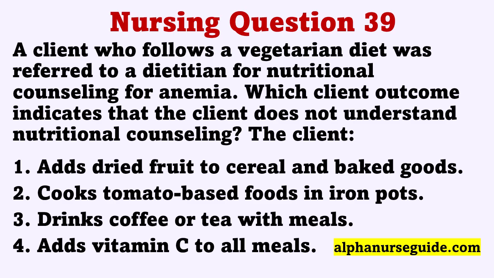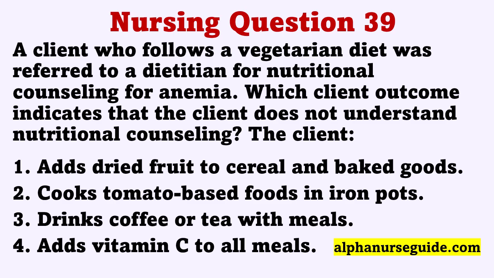A client who follows a vegetarian diet was referred to a dietitian for nutritional counseling for anemia. Which client outcome indicates that the client does not understand nutritional counseling? The client: 1. Adds dried fruit to cereal and baked goods. 2. Cooks tomato-based foods in iron pots. 3. Drinks coffee or tea with meals. 4. Adds vitamin C to all meals.